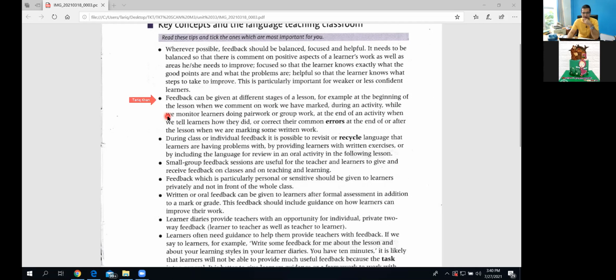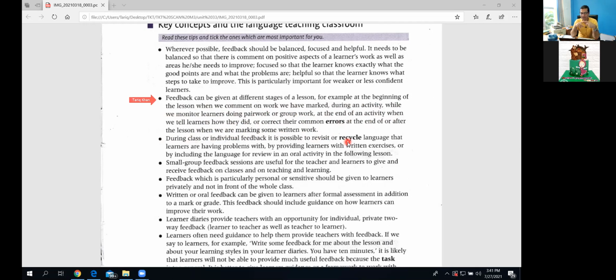Let's see the second point. Feedback can be given at different stages of a lesson. For example, at the beginning of the lesson when we comment on work we have marked, during an activity while we monitor learners during pair work and group work, at the end of the activity when we tell learners how they did or correct their common errors, and at the end of the lesson when we are marking some written work. So we can give feedback at three stages.